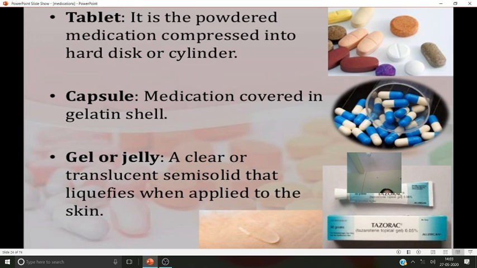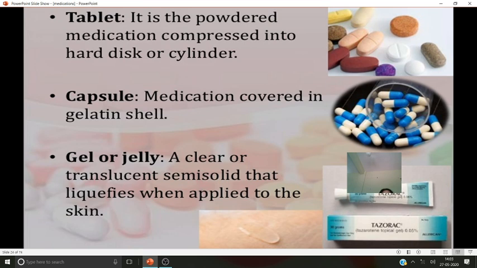Then coming to the capsule. A capsule is a powdered drug, the medication covered in a gelatin shell. We call it a capsule. You can see in the figure on the side that capsules are mostly cylindrical.